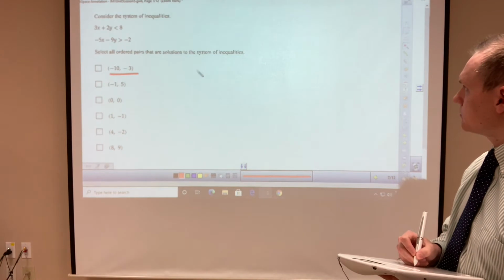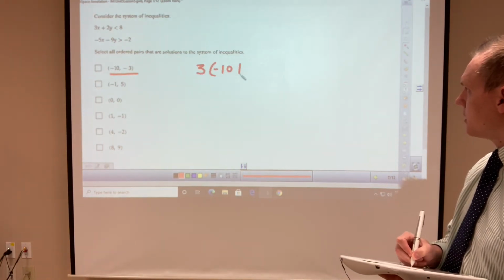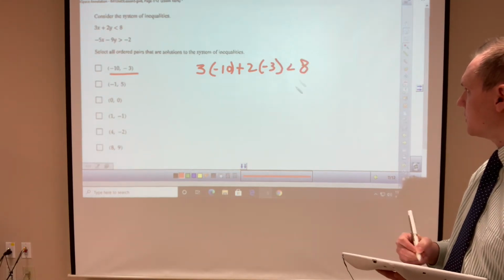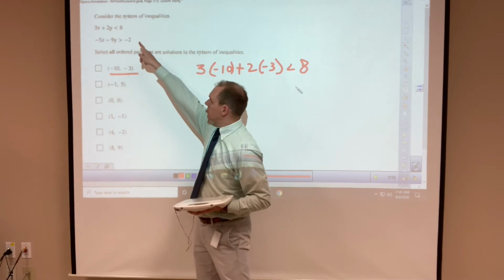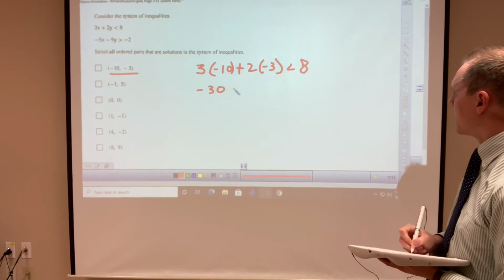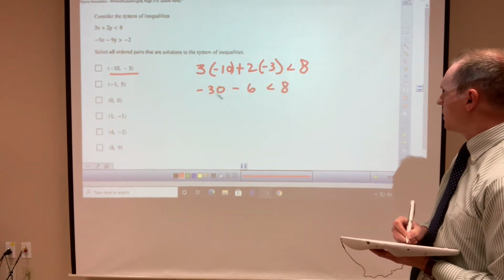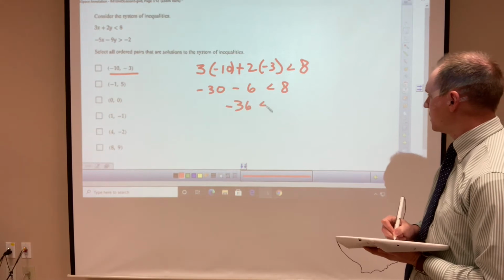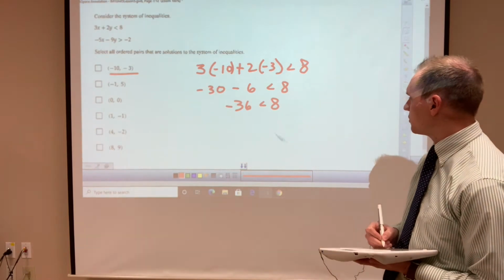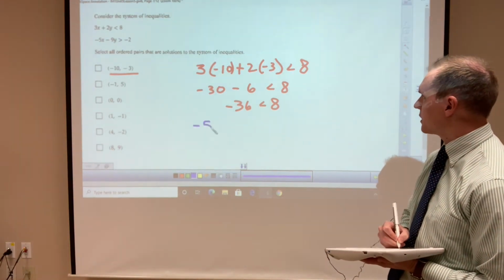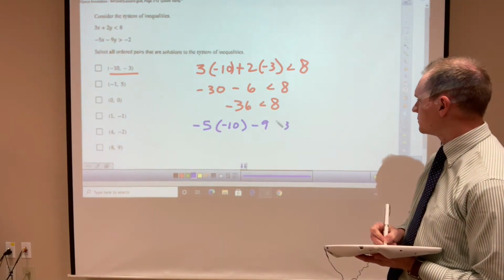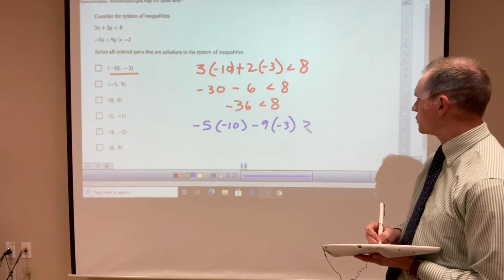So for the first one, it'll be 3 times -10 plus 2 times -3 is less than 8. So again, I'm checking this point here in the first inequality up there. So it's gonna be -30 minus 6 is less than 8. And it's gonna be -36. Is -36 less than 8? Yes. Okay, so this one worked for the first one, but what about the second one? Let's do this in blue. -5 times -10 minus 9 times -3 is greater than -2.